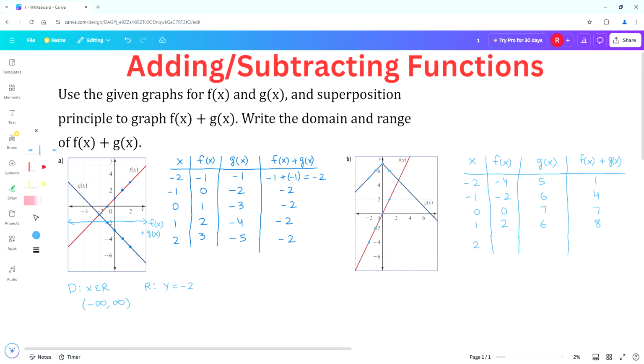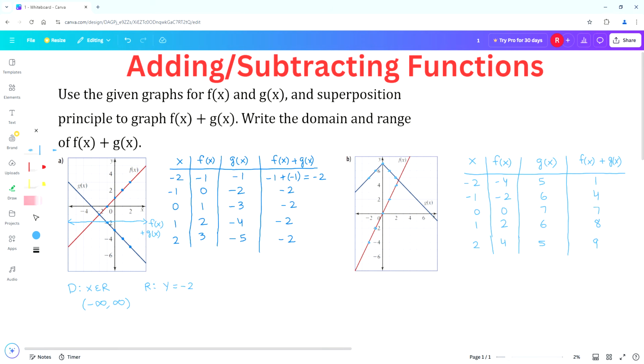At x equals 2, f(x) is equal to 4, this point on the red line. At x equals 2, g(x) is equal to 5, this point on the blue line. So at x equals 2, f(x) plus g(x) is equal to 4 plus 5, which is equal to 9.